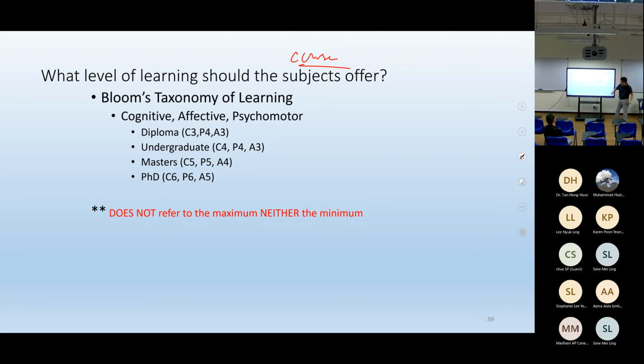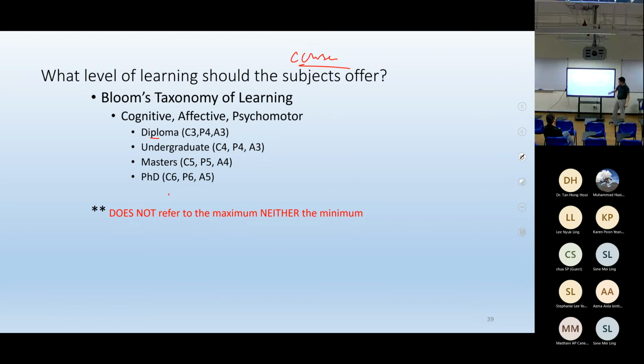Now, basically, if it's diploma, we should look at cognitive 3, psychomotor 4, affective 3. If it is PhD, 6, 6, 5, highest level. Right? PhD level, if somebody defines marketing, you don't need marks, please. Not supposed to. Okay? So as you can see, the higher level it goes, the taxonomy will then channel, or I would say curve more to the right.